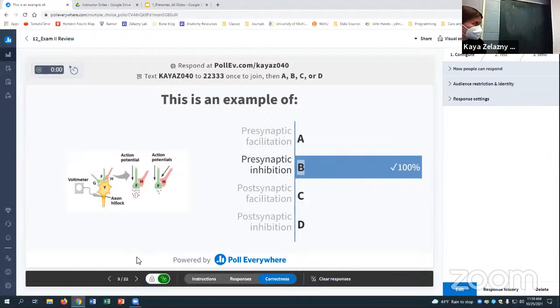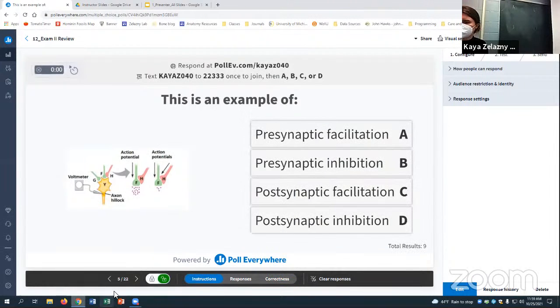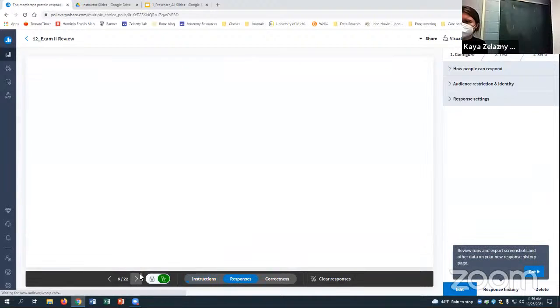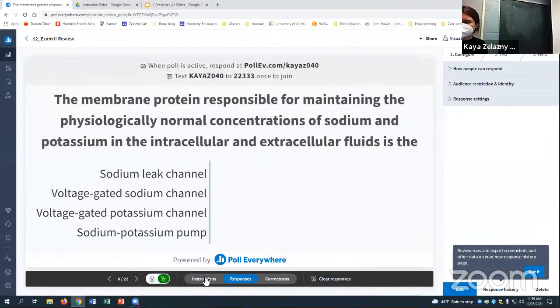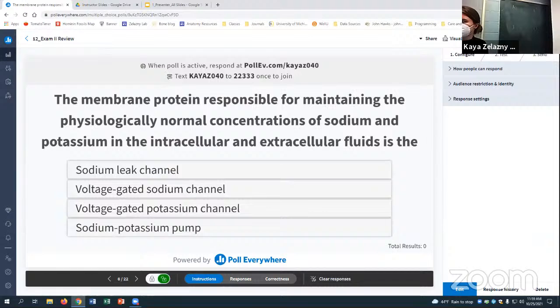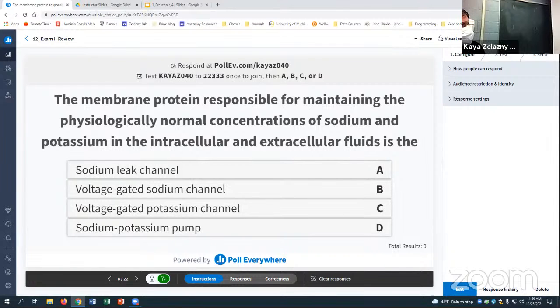Okay. In that case, other questions. Great. So here we have one from a while back, thinking about our different types of membrane proteins, channels or pumps, that good stuff. Which one is maintaining our concentrations of sodium and potassium?